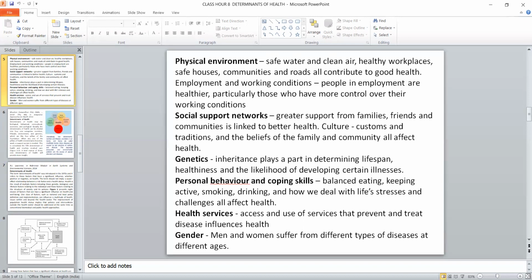The next best determinant is health service. How much service you are able to avail within your place definitely improves your health. Suppose nearby there is a clinic or hospital, and paramedical facilities and other health centers are available, definitely your health will be improved.